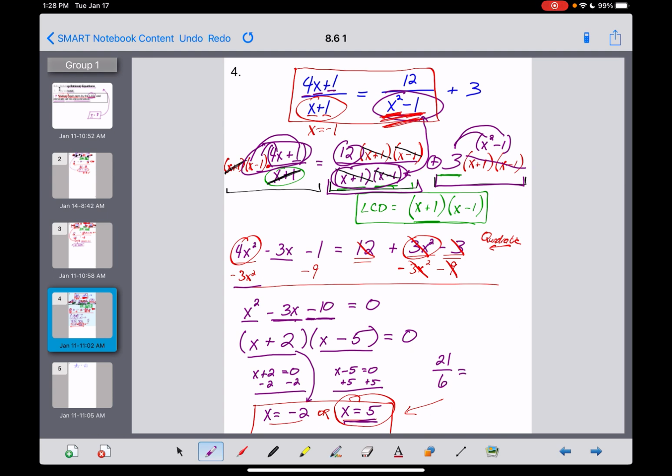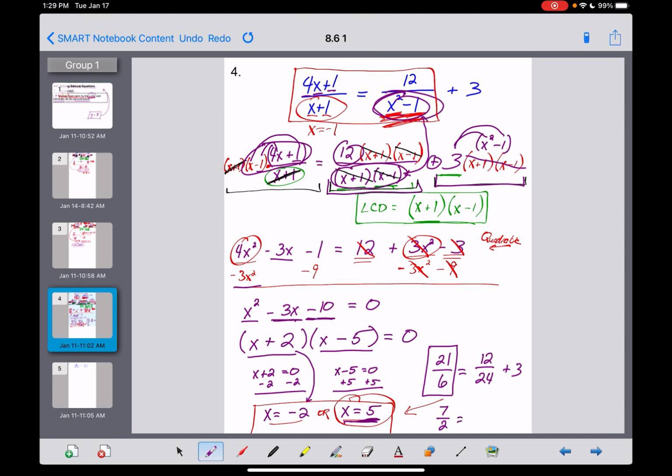That is supposed to equal, let's take a look, we have a 12 over, and our denominator there is x squared minus 1. 5 squared is 25, minus 1 is 24, and then a plus 3. So I'm going to put that, actually I don't need to put that into my calculator, I can just divide out the 3 from the top and bottom and get a 7 over 2.